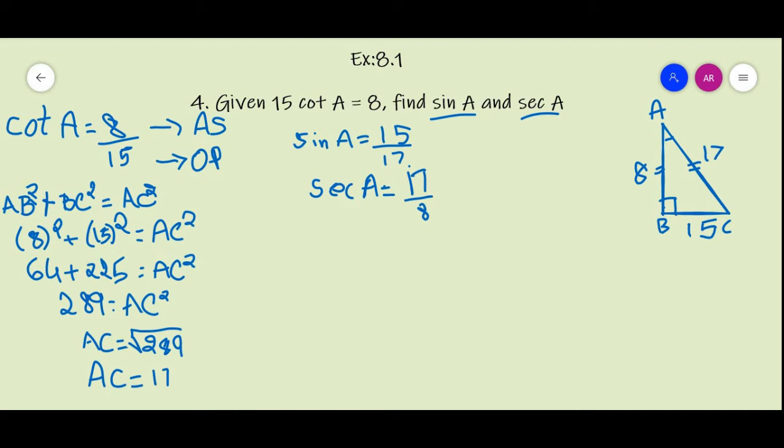So that is it. In the question, they have asked us to find the values of sine A and sec A, and we have got both the values. So we are done with the question. Let's move on to the next one.